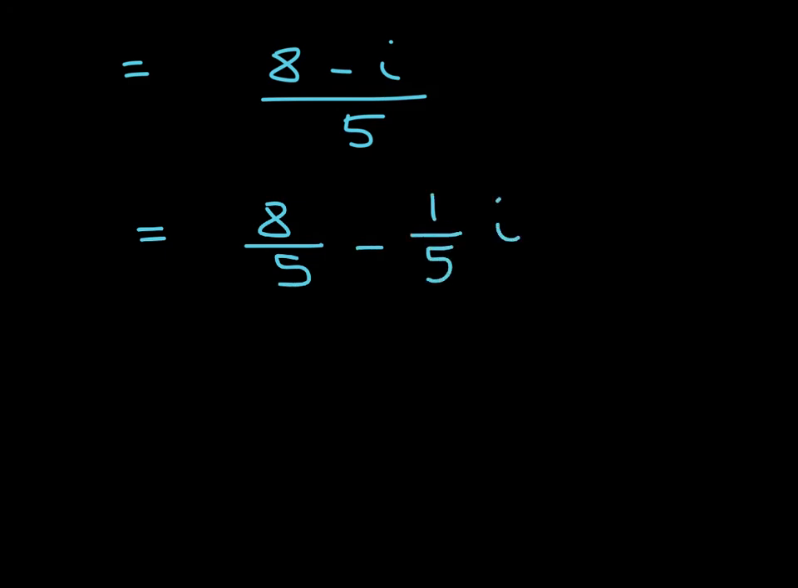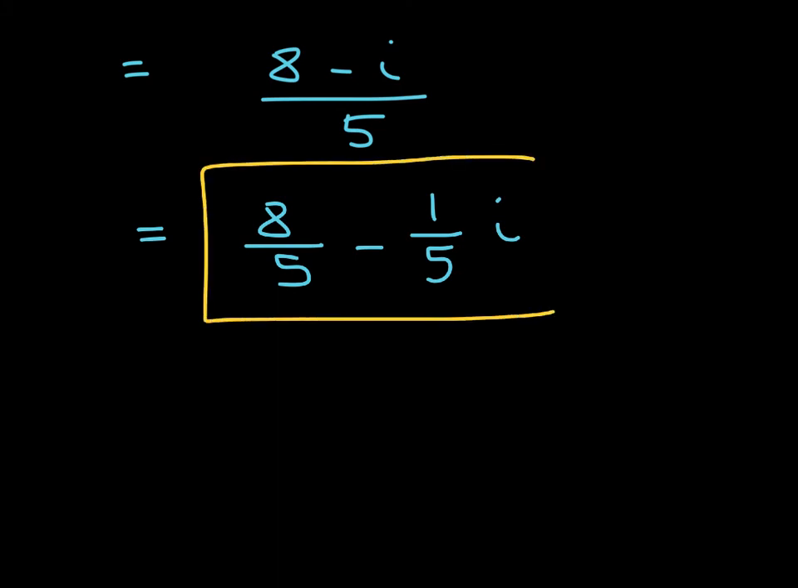Okay? Now, another way you can write this in standard form, if you prefer, you can write it as 8 over 5 minus i over 5, okay? But I like to see what the imaginary part is. The imaginary part is negative 1/5. The real part is 8/5. So I prefer this way here.